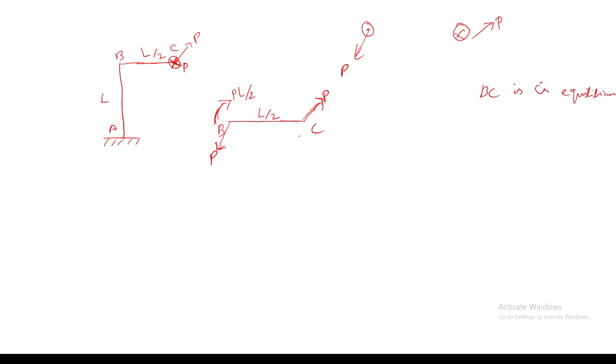The magnitude will be P into L by 2. So from this you can draw the shear force diagram, the bending moment diagram, the twisting moment diagram, everything, for this member BC. For example, the axial load will be 0, and what will be the shear force diagram? It will be a rectangle with a negative value, because the couple formed due to this shear force P will be in anti-clockwise direction when viewed from the top.